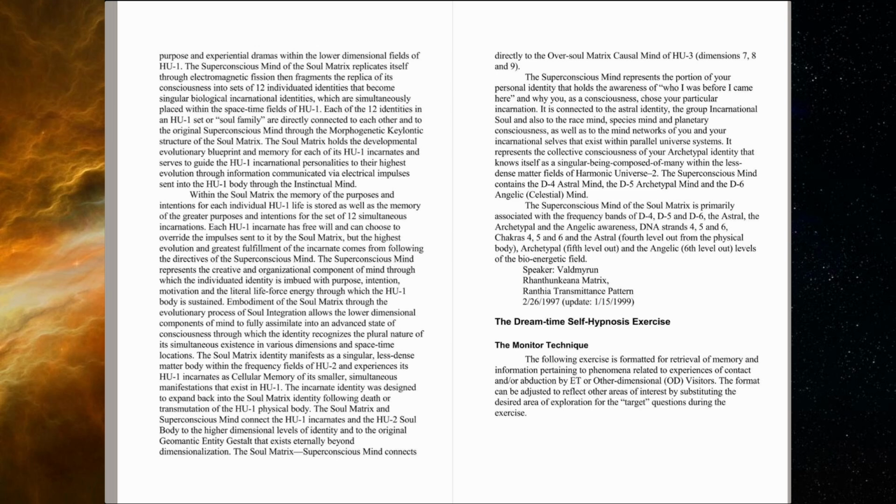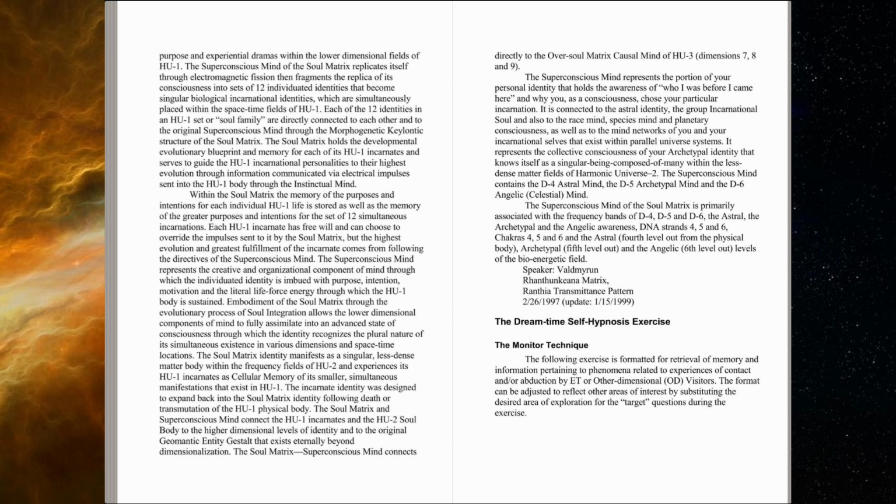The Soul Matrix, Superconscious Mind, connects directly to the Oversoul Matrix Causal Mind of Harmonic Universe 3, Dimensions 7, 8, and 9. The Superconscious Mind represents the portions of your personal identity that holds the awareness of who I was before I came here, and why you, as a consciousness, chose your particular incarnation. It is connected to the astral identity, the group incarnational soul, and also to the race mind, species mind, and planetary consciousness, as well as to the mind networks of you and your incarnational selves that exist within parallel universe systems. It represents the collective consciousness of your archetypal identity that knows itself as a singular being composed of many within the less dense matter fields of Harmonic Universe 2.